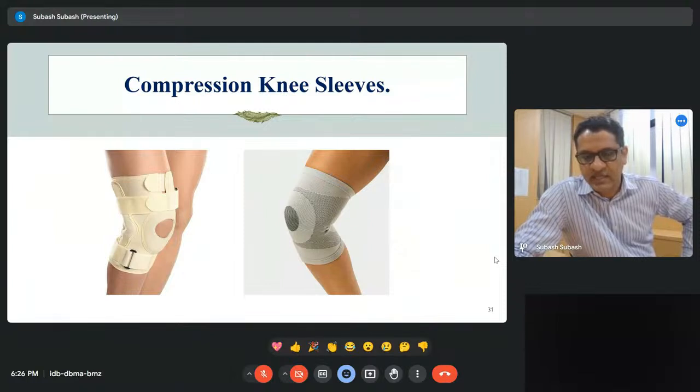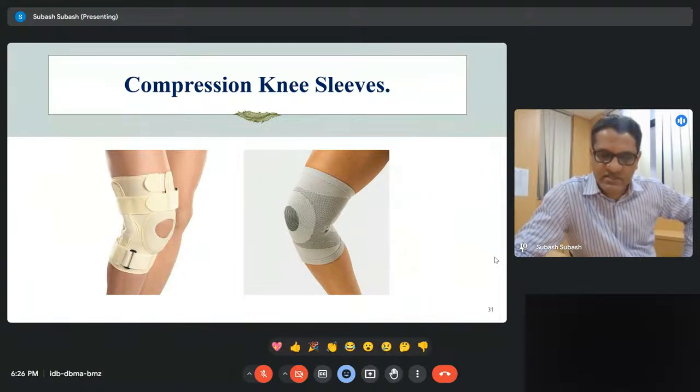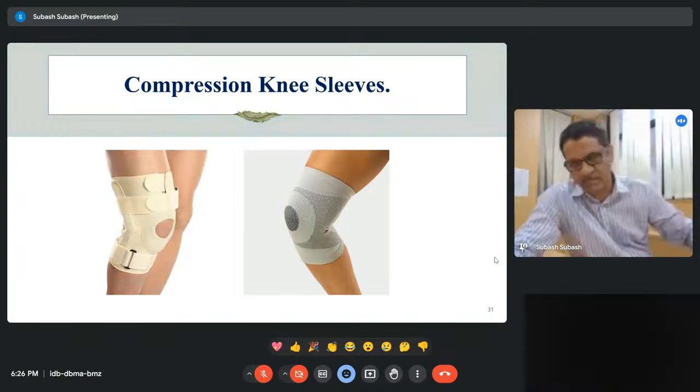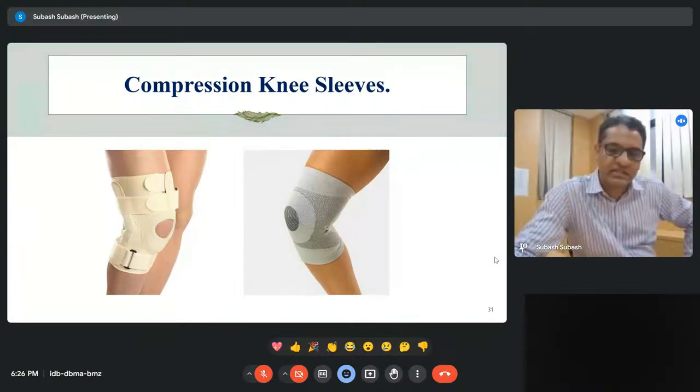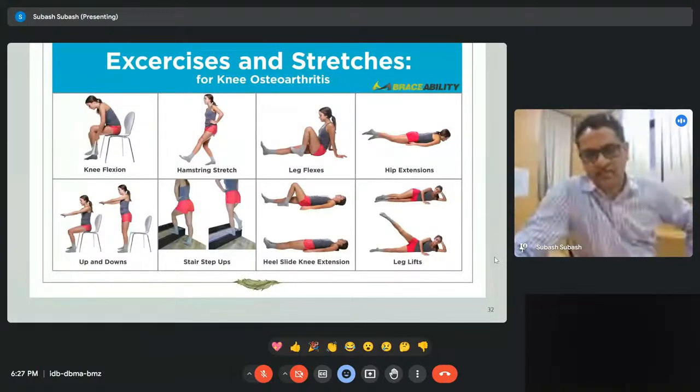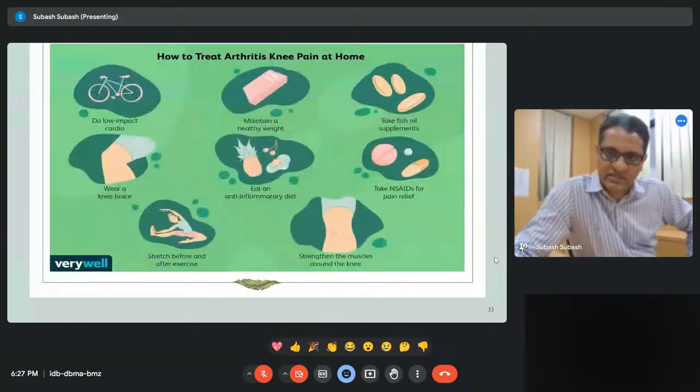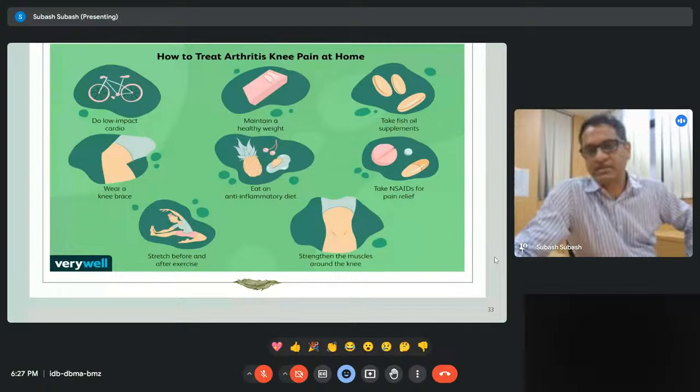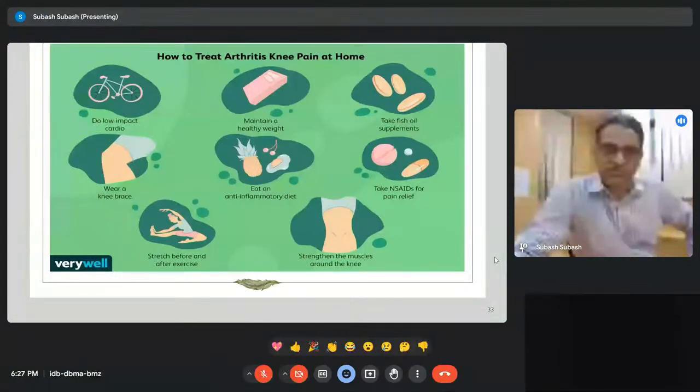Other options are compression sleeves. These give temporary relief, but there is no evidence to support that they can prevent any further damage of osteoarthritis, though they give the patient a sense of security. Strengthening the muscles is what the American Orthopedic Association recommends strongly, and I also recommend it to all my patients. Other things we can do: take supplements, eat food rich in essential oils, and wear a knee brace for osteoarthritis. Thank you very much for listening.